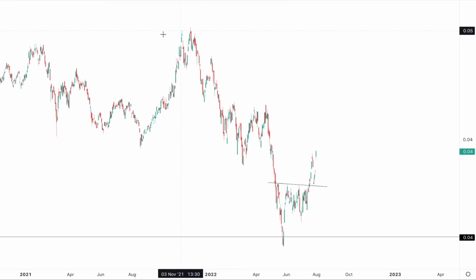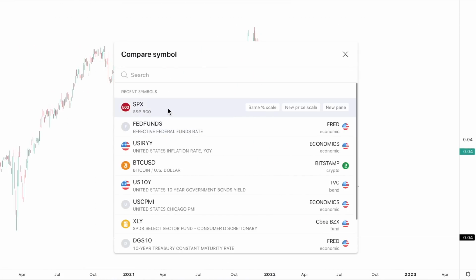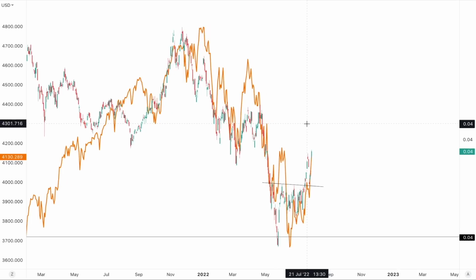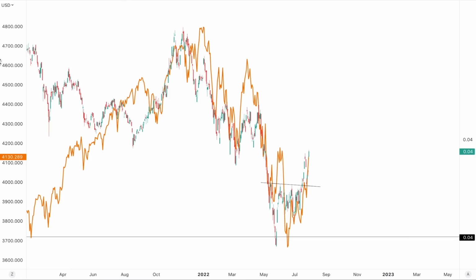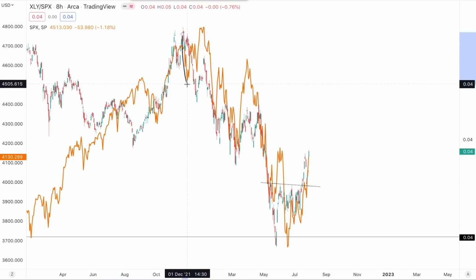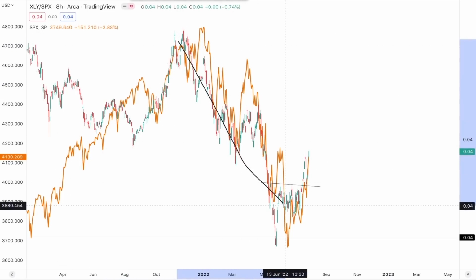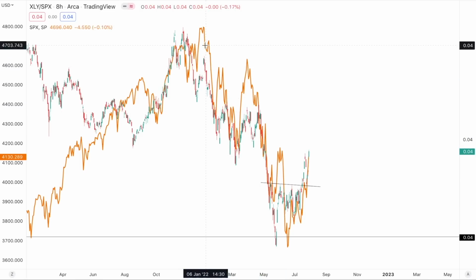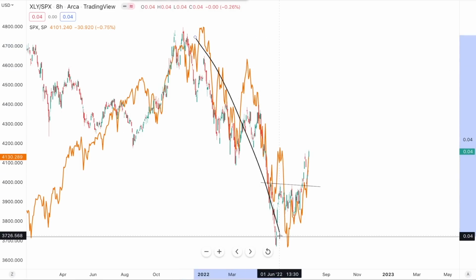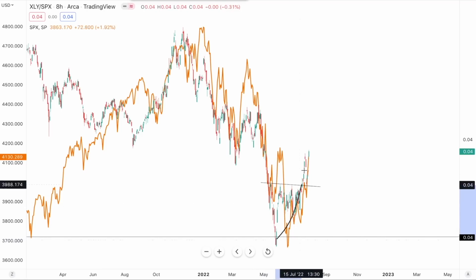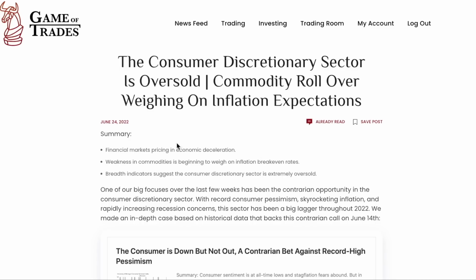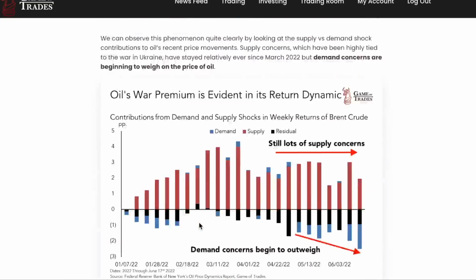And I'm going to add the S&P 500 again on top of this chart so that you see the perfect correlation between XLY moving down and underperforming and the S&P 500 underperforming as well. And now that we're seeing this recovery on XLY, we're seeing this recovery on the market as well. If you're a member of gameoftrades.net, you'll know that consumer discretionary has been one of our favorite sectors for quite some time. We've been expecting it to outperform the rest of the market.